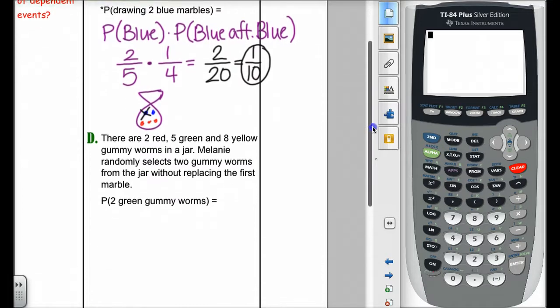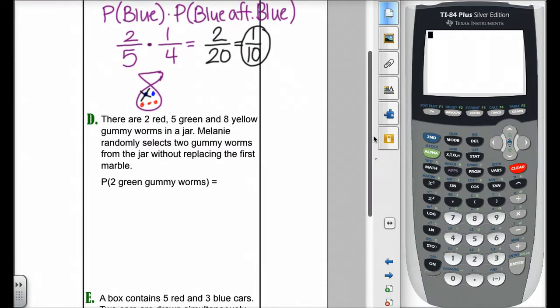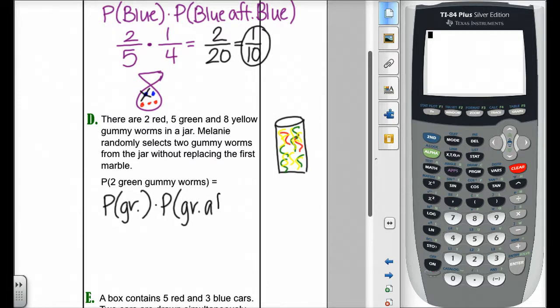Taking a look at our next example, we have 2 red, 5 green, and 8 yellow gummy worms in a jar. So if it helps you to draw a picture, here's my jar, and I've got 2 red, 5 green, and 8 yellow. Beautiful drawing, isn't it? So Melanie's going to randomly select 2 gummy worms from the jar without replacing the first. She's going to eat them. So we want the probability of a green times the probability of choosing a green after she's already chosen and eaten the first green.